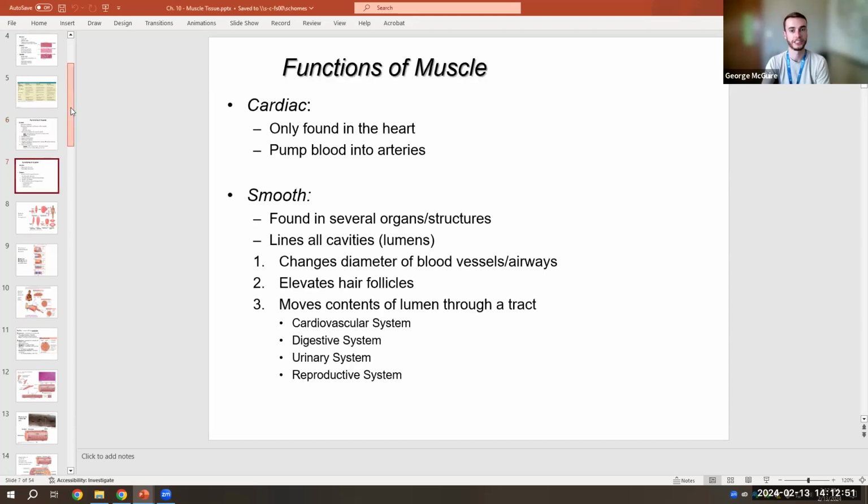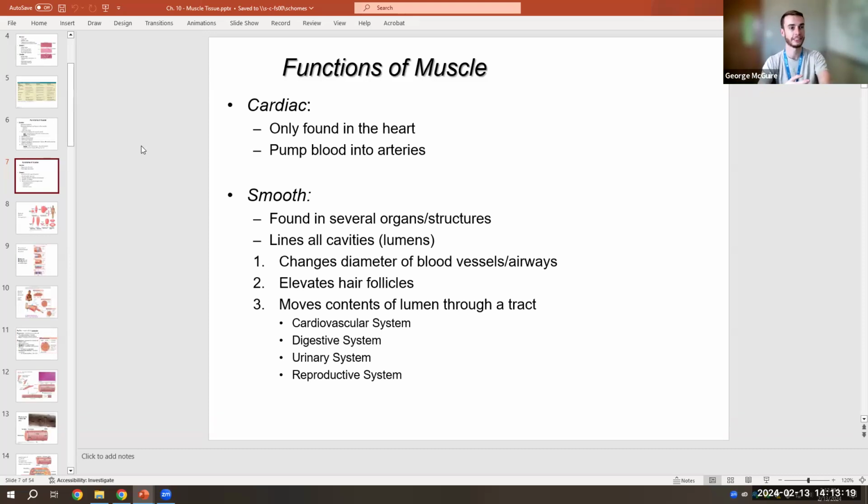Then our cardiac muscles and smooth muscles have much shorter lists of their functions. Our cardiac muscle, again, only found in the heart, is there to pump blood through the heart and into the arteries. Our smooth muscle is lining all of the cavities of organs. So the lumens are those cavities.